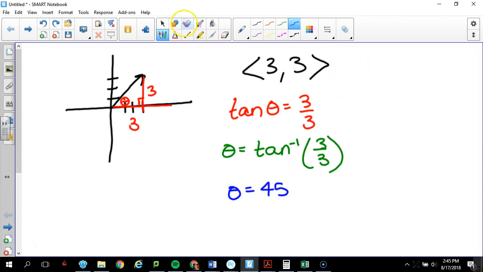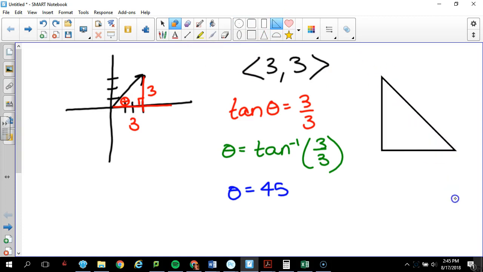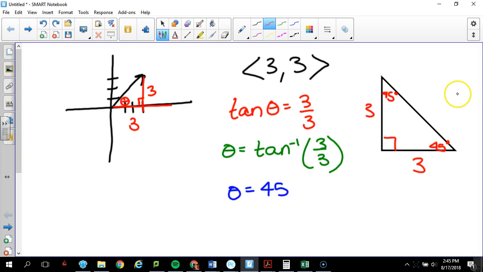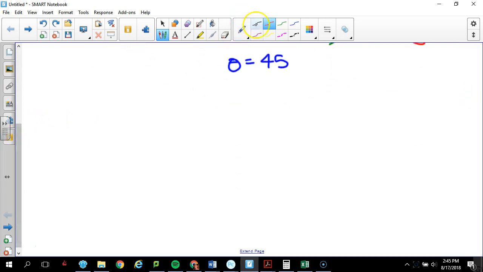Now, if I think about that a little bit logically, that's very familiar to me. If I have, for example, a right triangle such as this one, if this is 3 and this is 3, I know that if these are equal, it's a right isosceles, that both of these are going to be 45 degrees. So this answer makes perfect sense. Now, when we start going into different quadrants is when it gets a little crazy. So let's try this one.